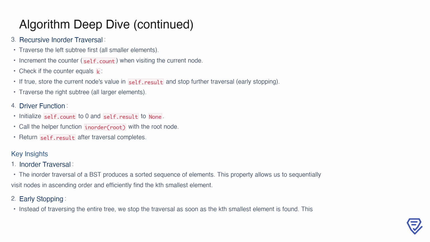To tie everything together, we use a driver function. This initializes the counter and result storage at the start, then calls the inorder function on the root node of the BST. Once the traversal completes, the driver function simply returns the stored result. The key insight here is how the inorder traversal leverages the BST's properties to efficiently visit nodes in sorted order, while early stopping ensures we don't waste time visiting unnecessary nodes.